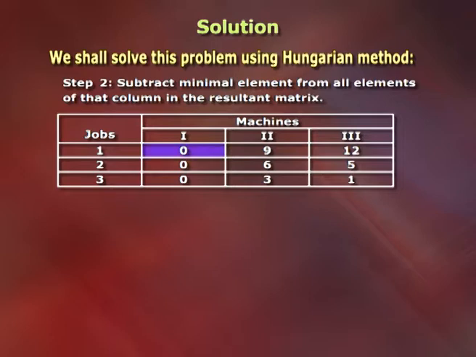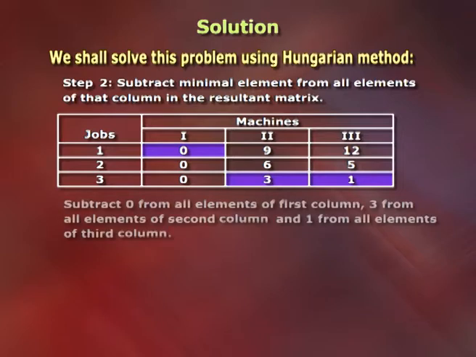First column, the minimum element is 0. Second column, the minimal element is 3. And the third column, the minimal element is 1. So, subtract 0 from all elements of the first column, 3 from all elements of the second column and 1 from all elements of the third column.